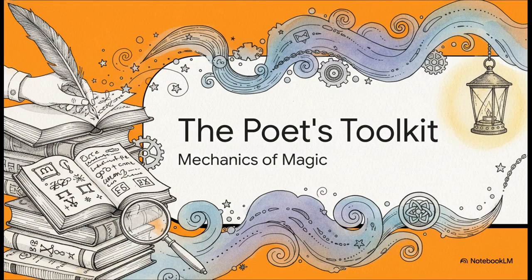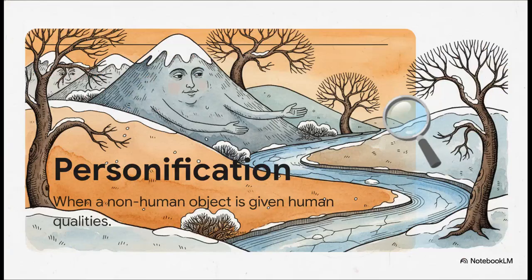Let's move to section 4, the poet's toolkit, the mechanics of magic. To see exactly how Kavanagh engineers this world, let's open up his literary toolkit, starting with personification. Simply put, this is when a non-human object is given human qualities or behaviors. It's a really powerful way to make an inanimate landscape feel alive and active.